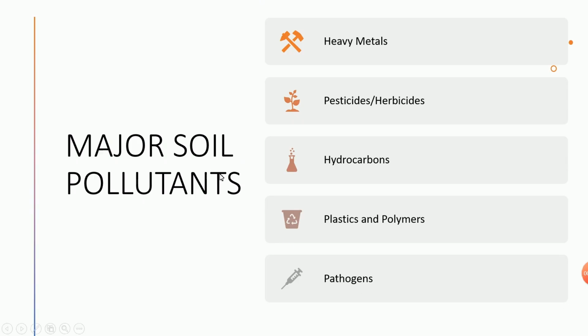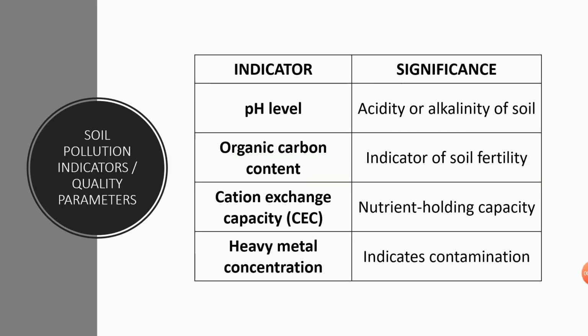So what are the major soil pollutants? First, heavy metals, like I said, aluminum, tin cans and all those things. Then pesticides and herbicides. Nowadays we are using artificial pesticides and herbicides. And then hydrocarbons. When methane is extracted, certain hydrocarbons get mixed with the soil. And then plastics and polymers. Lastly, pathogens. Here also certain viruses and small microbes act as soil pollutants.